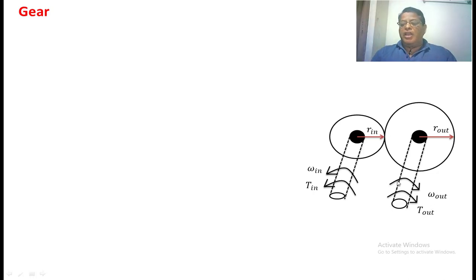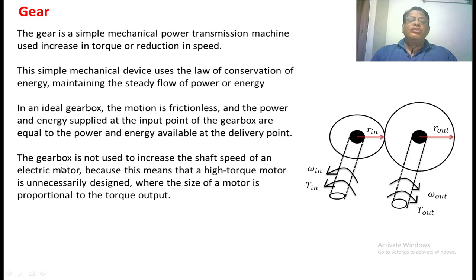This is the angular velocity of the output wheel. This is the torque developed at the output wheel. So when you transmit power from one gear to another gear, the power is constant. So we can increase the torque by decreasing the speed. Suppose if you decrease the torque, the speed at the output will increase. The gearbox is not used to increase the shaft speed of an electric motor, because a high torque motor is unnecessarily designed, where the size of the motor depends highly upon the torque output.